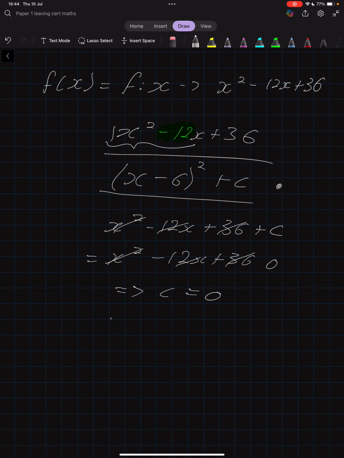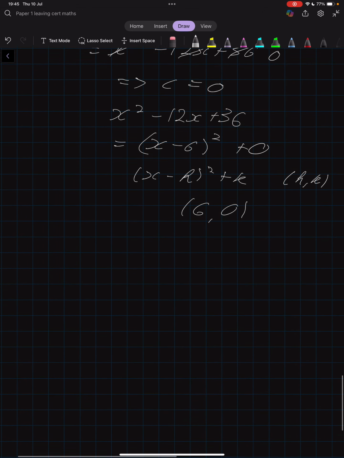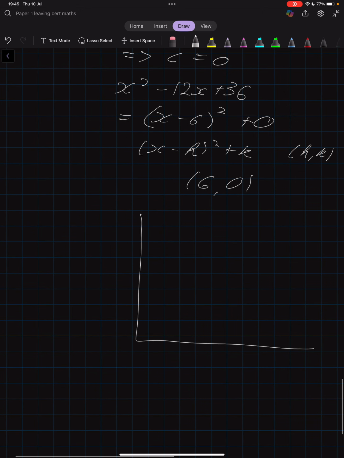And therefore, I have that x squared minus 12x plus 36 is just equal to x minus 6, all squared, plus 0. And therefore my turning point, remember, it's x minus h all squared plus k. Your turning point is h, k. So in this case, your turning point is 6, 0. So if I were to draw this out, it would look something like this, where this point here is 6, 0. Okay, so hopefully that's all right.